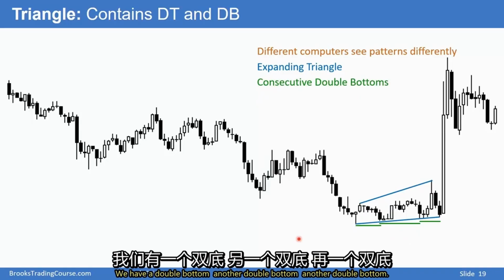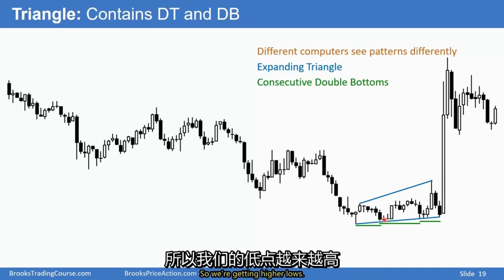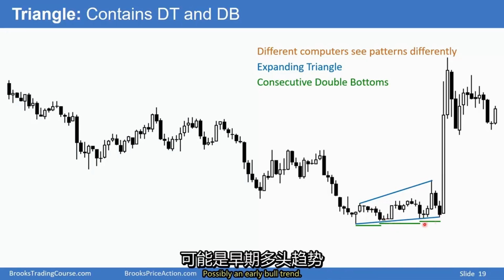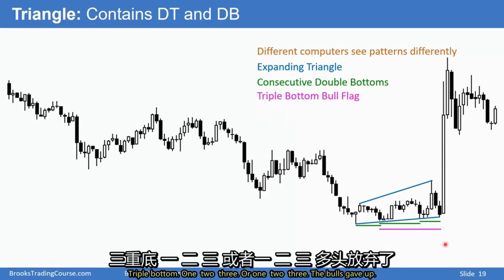Consecutive double bottoms: we have a double bottom, another double bottom, another double bottom, and each second bottom is slightly higher, so we're getting higher lows, possibly an early bull trend. Triple bottom, 1, 2, 3, or 1, 2, 3.